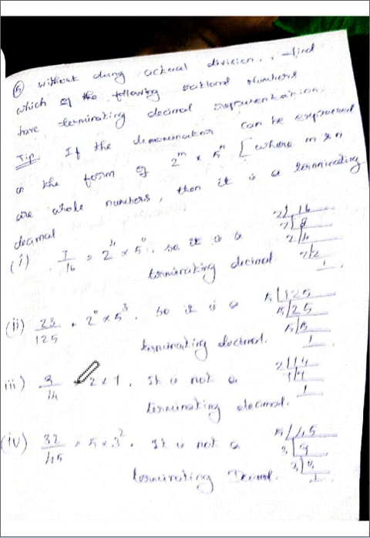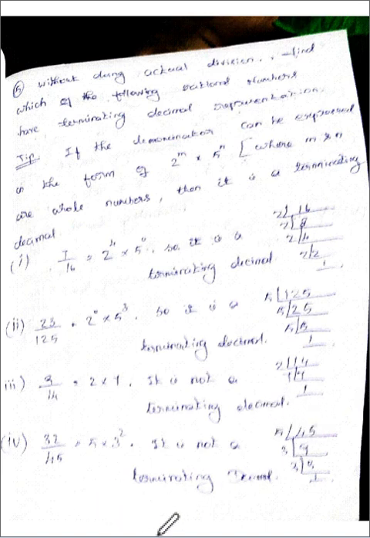The next one, 125. Here we have only 5. The factor 2 is not there, so here also we can write it as 2 power 0, because 2 is not there, and 5 to the power 3. Any number to the power 0 has the value 1. Then the next one, 9 by 14. Here we get 2 and 7. So it is not in the form of 2 to the power m and 5 to the power n. So it is not a terminating decimal.